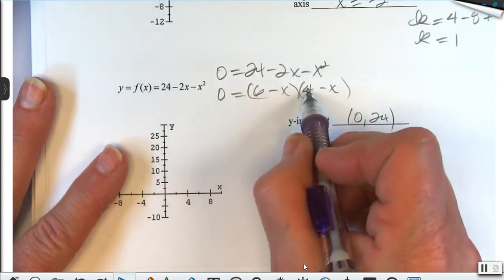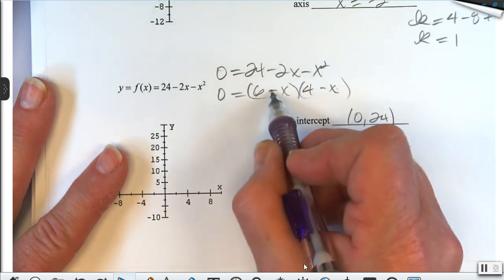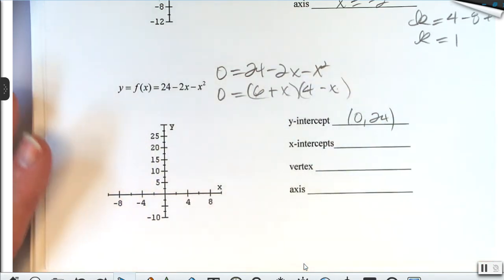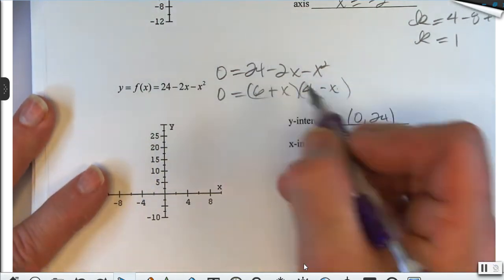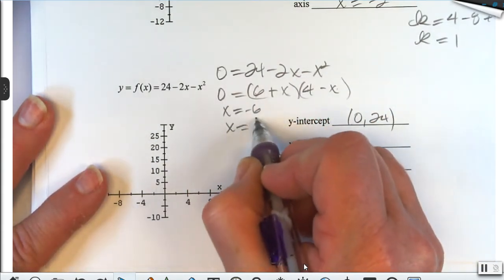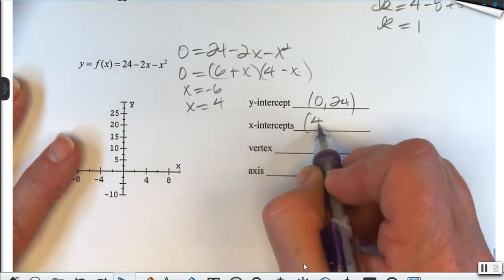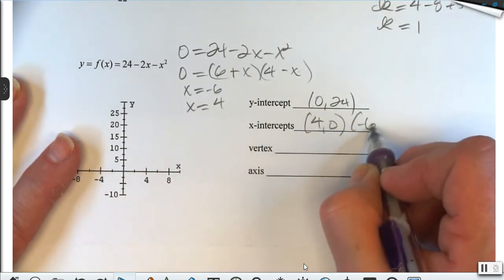All right, so let's see, that's 24. Negative 6x. What if I make this plus 4x would give me the negative 2x? So I get solutions of either x is negative 6 or x is equal to 4. So my x-intercepts are going to be at (4, 0) and (negative 6, 0).